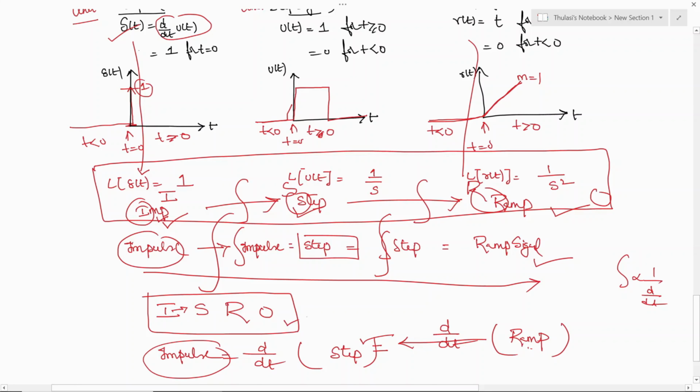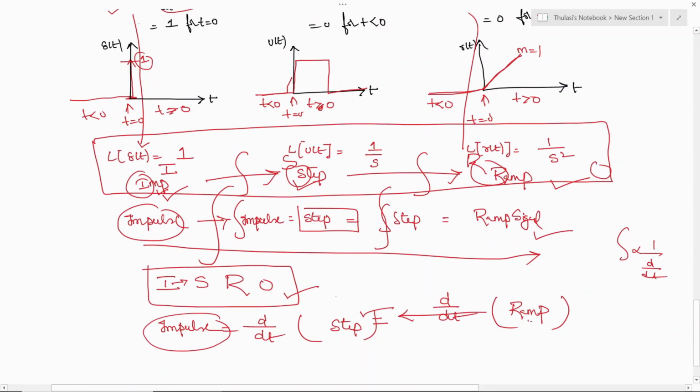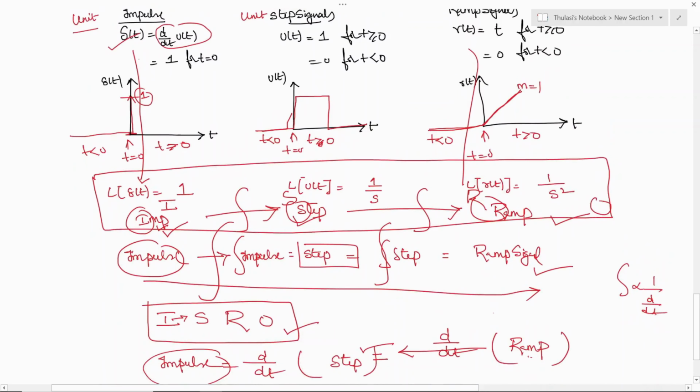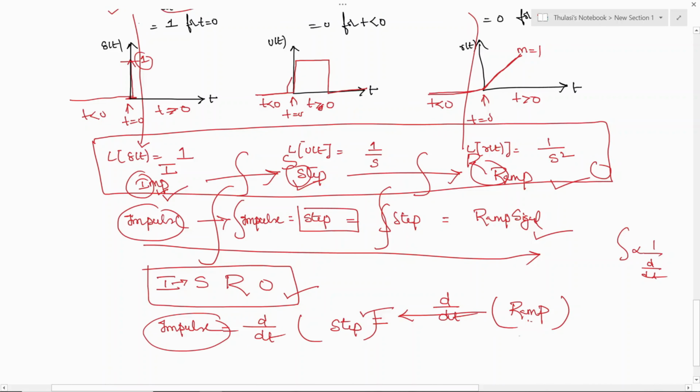If you remember this formula, then automatically many problems you can solve in GATE. We'll try to do that methodology also, how to solve multiple signals in differential form as well as in integral form. Hope you are able to understand the interrelationship between impulse, step, and ramp signals. Okay, so differentiation of ramp is step, differentiation of step is impulse. This is the technique behind the application.